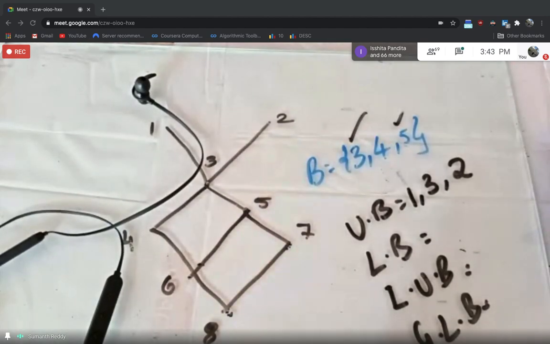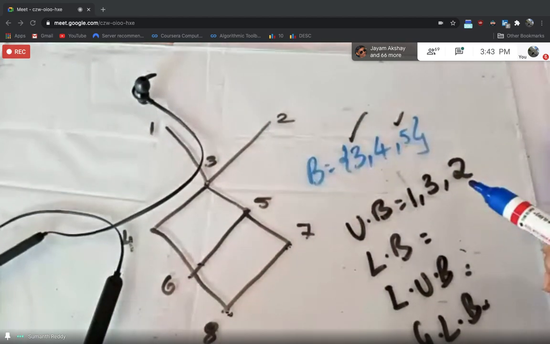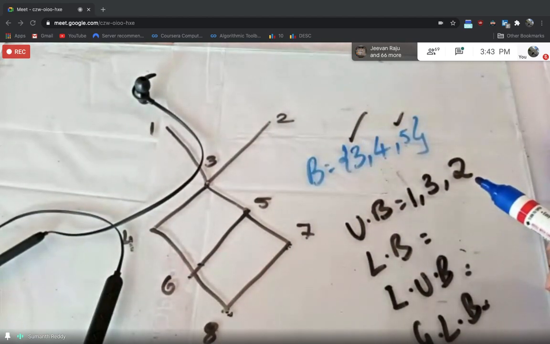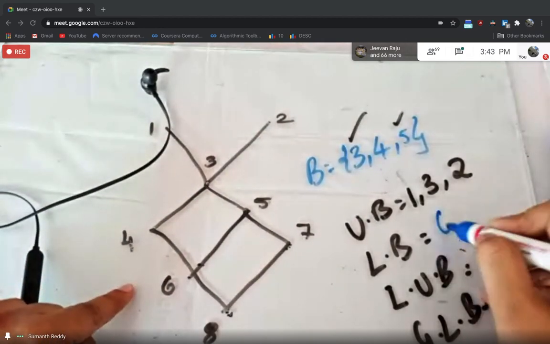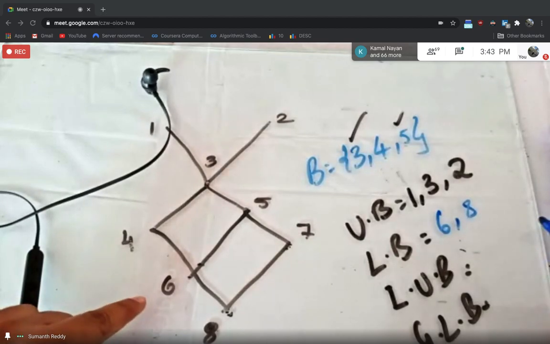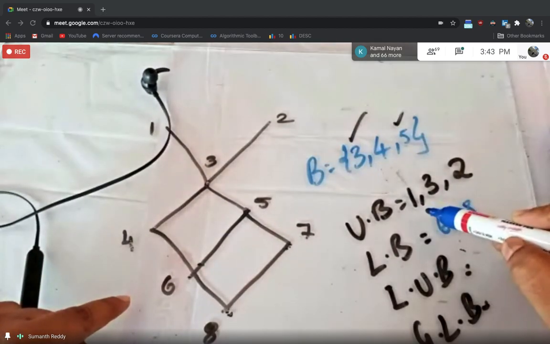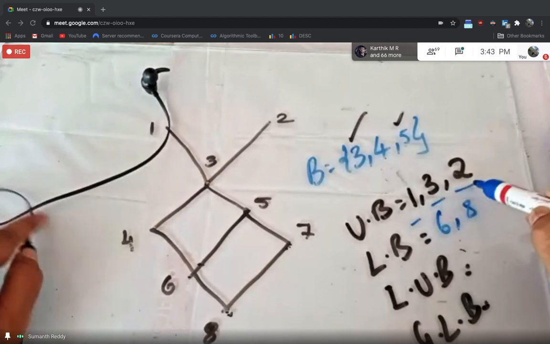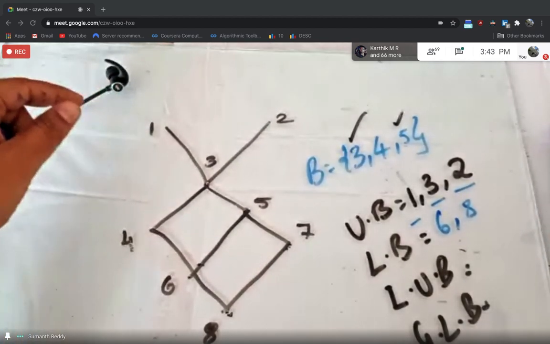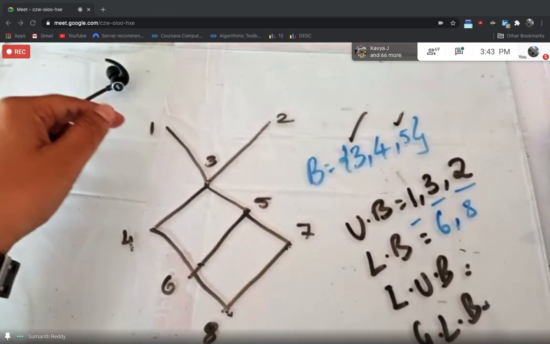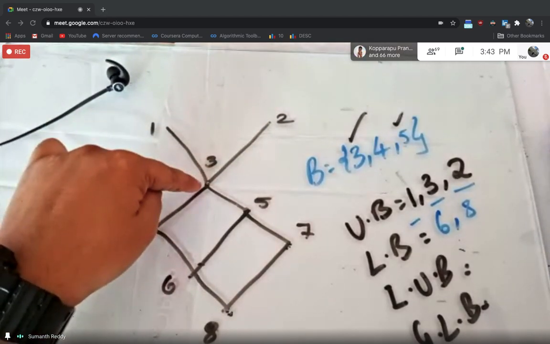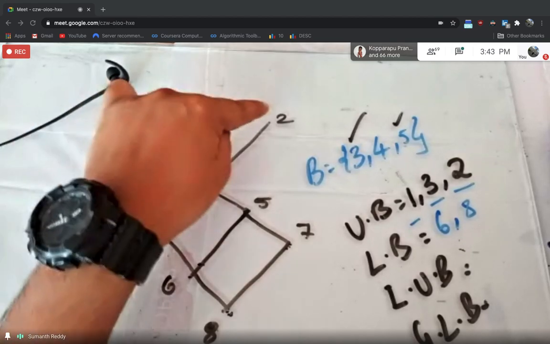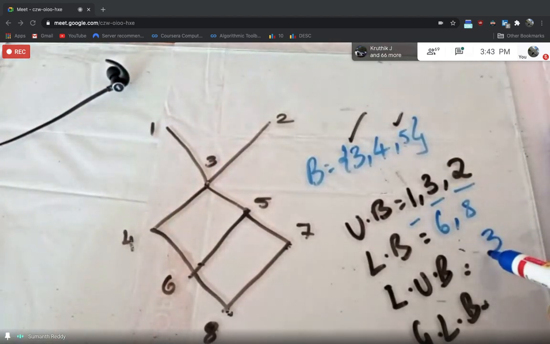Okay. Sorry, students. Sorry for this delay. Okay. So the lower bound elements for 3, 4, 5 are 6 and 8. So based on this, the least upper bound. Among the upper bound elements, which is 1, 3, and 2, which are all the elements that are related to the other upper bound elements. So among 1, 3, 2, 3 is the one that is related to itself and also 1 and 2. So the least upper bound will be 3.